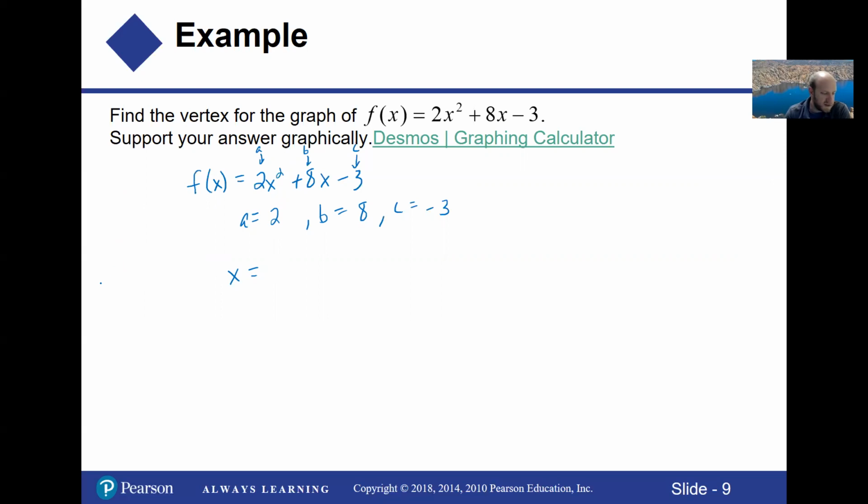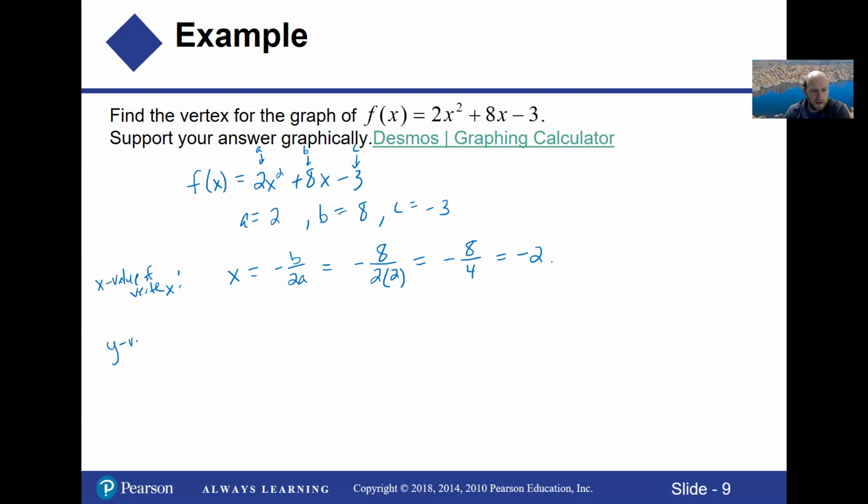So what is the x value of the vertex? What we do is we take that formula that we had on the last slide and substitute everything in. So we plug it in. We know the formula is negative b over 2a. So we have -8 over 2 times 2. And that simplifies down to -8 over 4, which is -2. So I know that the x value of the vertex is -2.